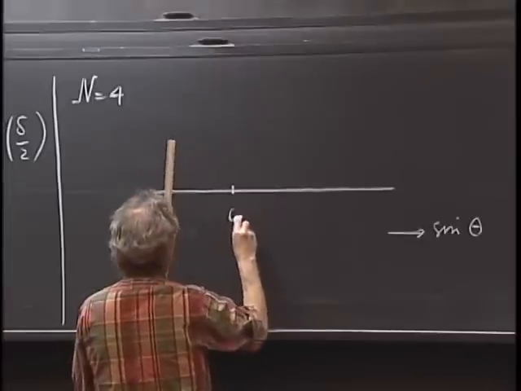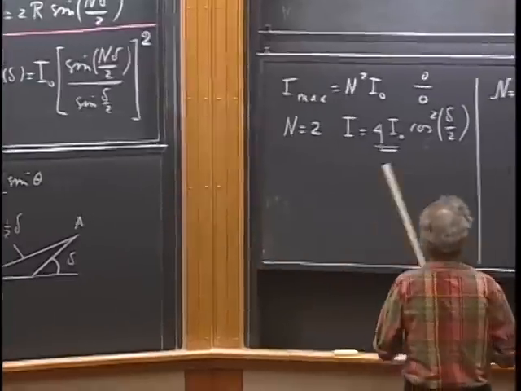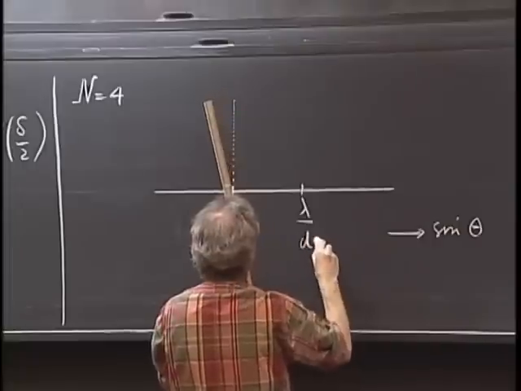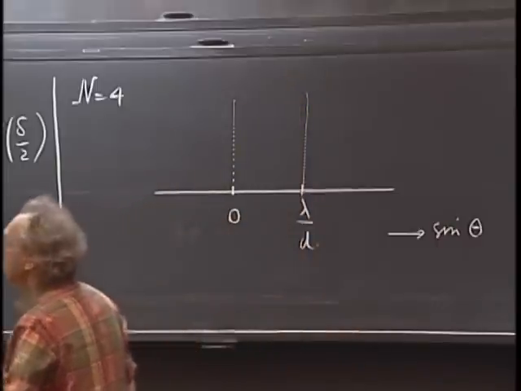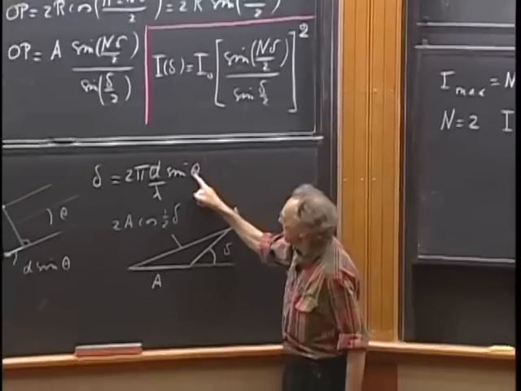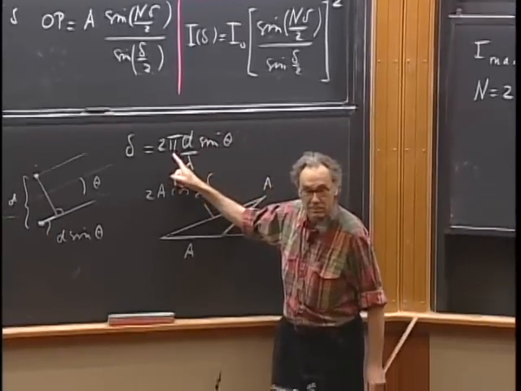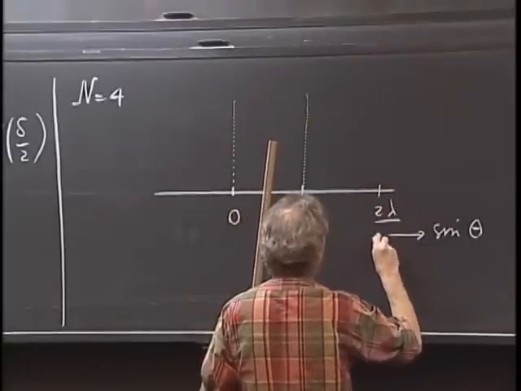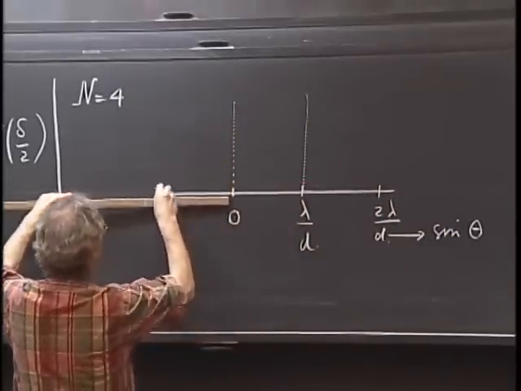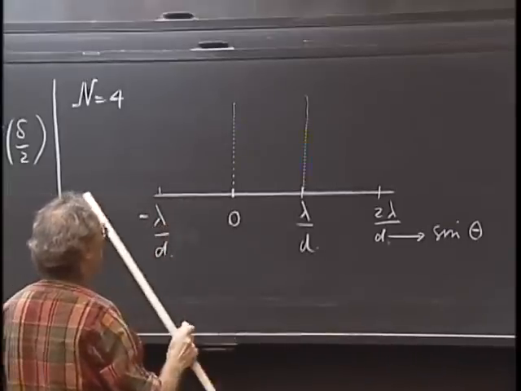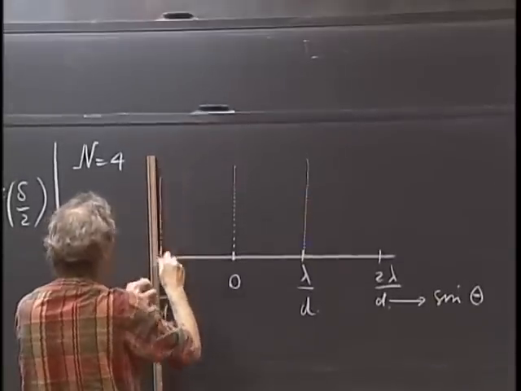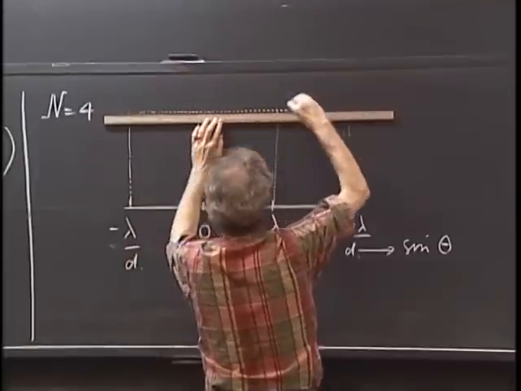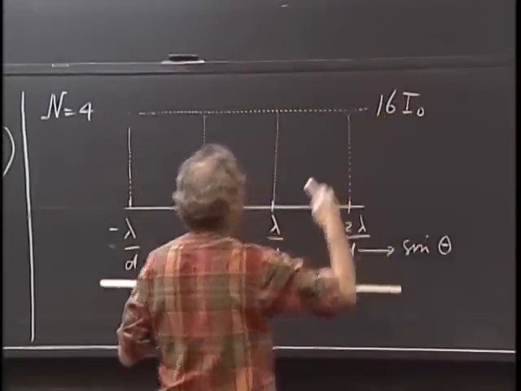All right, if sine theta is 0, then you get 0 divided by 0, and you're going to get a maximum. If sine theta is lambda divided by d, you see that delta is 2 pi. That means you get a maximum. So you get a maximum here. If sine theta is 2 lambda divided by d, you get a maximum. And of course, on the other side, minus lambda over d, you also get a maximum. And according to the equation, if you really believe that equation verbatim, then all these peaks would have the same maximum, which would be 16 I0, because this is the n squared.